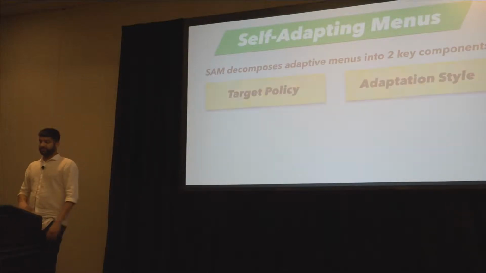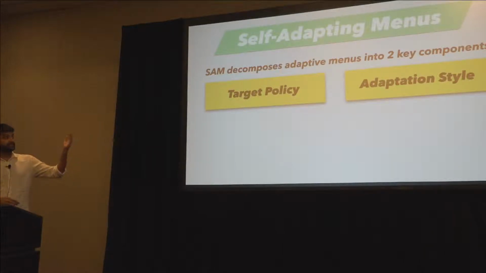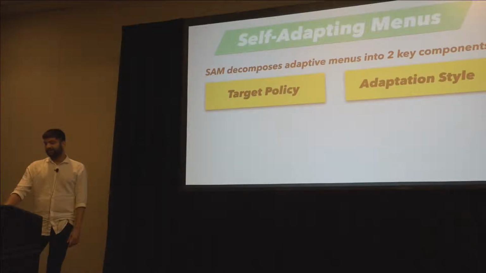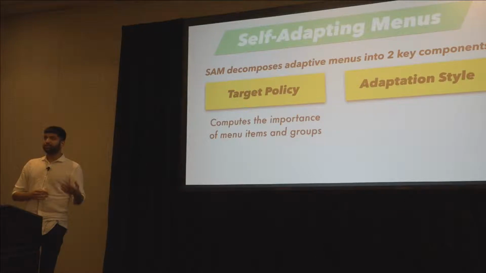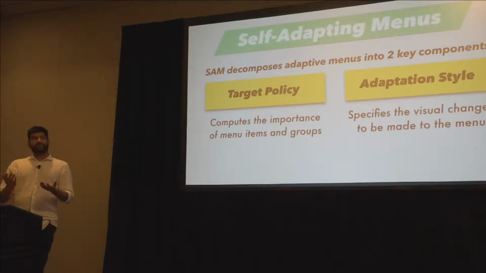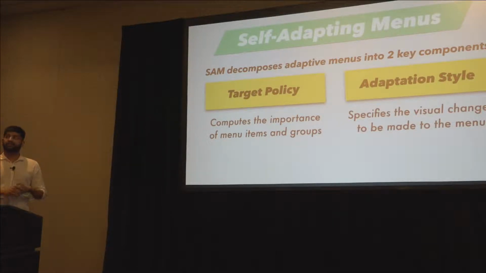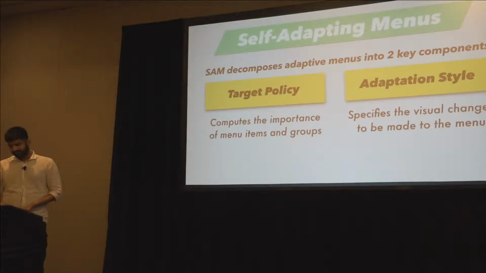How does SAM do it? Basically, SAM decomposes adaptive menu into two main components. One is a target policy, and the second we call the adaptation style. What the target policy does is basically it computes importance of different items in the menu to say which ones are more important and which ones need to be adapted. And in the next stage, we can apply different styles of adaptations which specify the visual changes that we need to make to the menu to adapt it for each user.